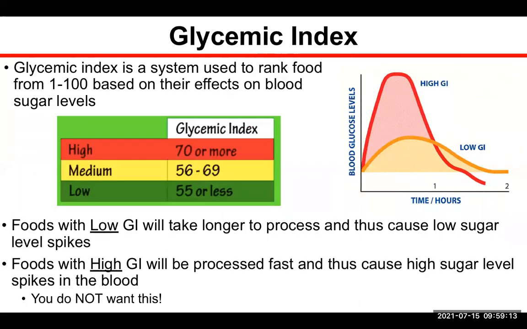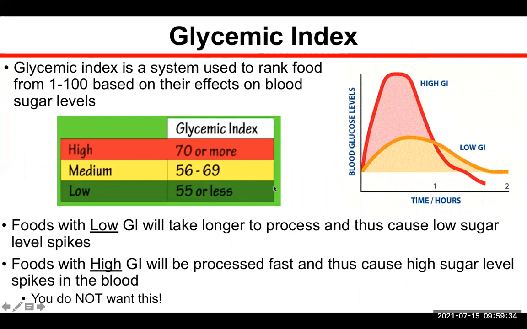So now what we want to talk about is glycemic index. With glycemic index, I'm sure a lot of you have heard this. It's really trying to develop a system that's going to rank food from 1 through 100, based on their effects on the blood sugar levels.